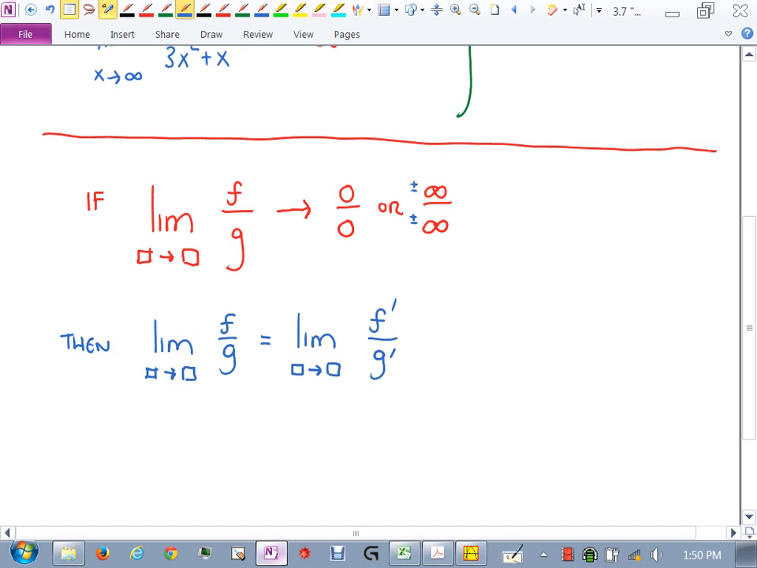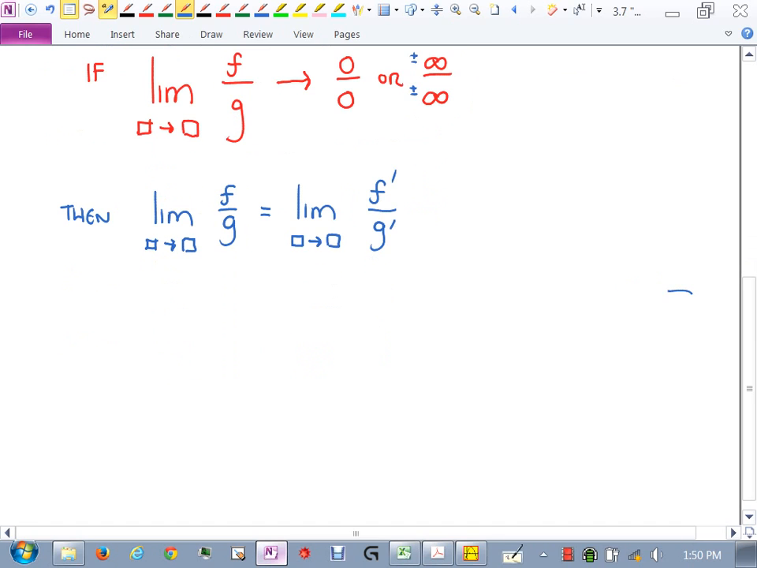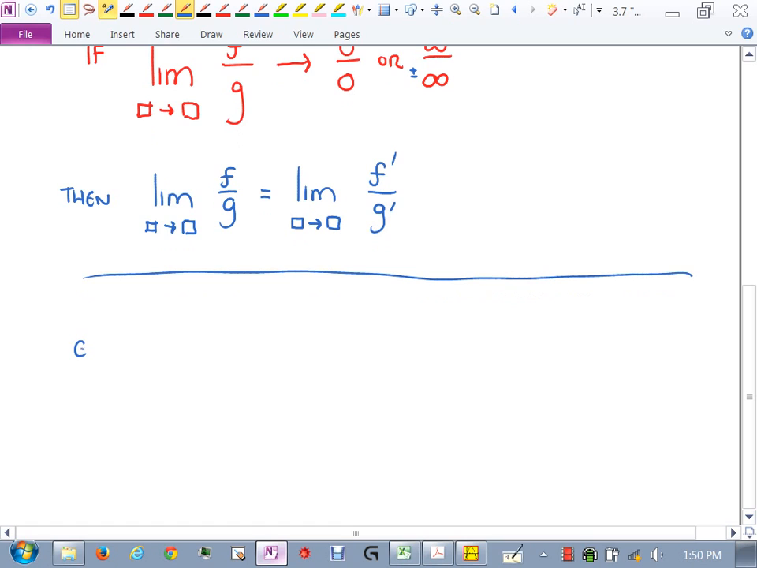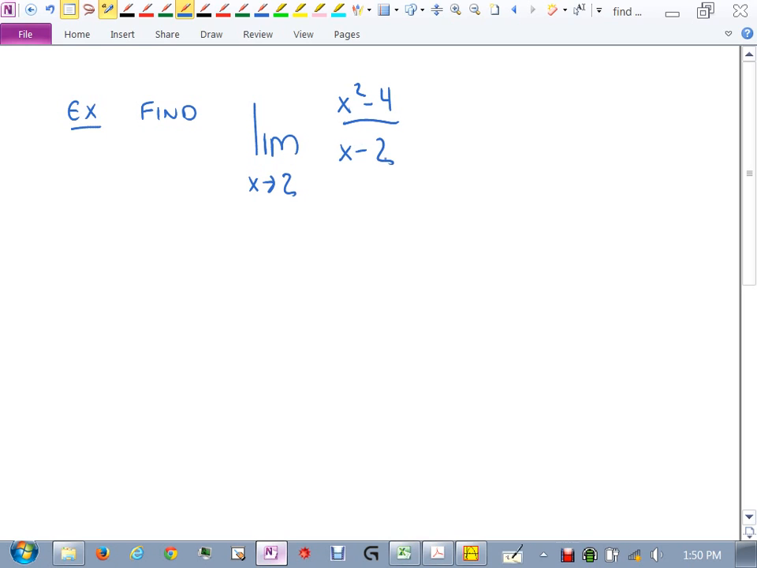So now let's go revisit a problem. Example, I'll go to a new page. Find the limit as x goes to 2 of x squared minus 4 over x minus 2.